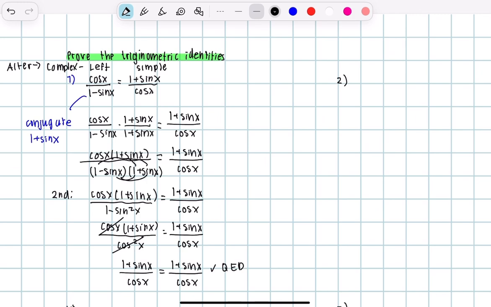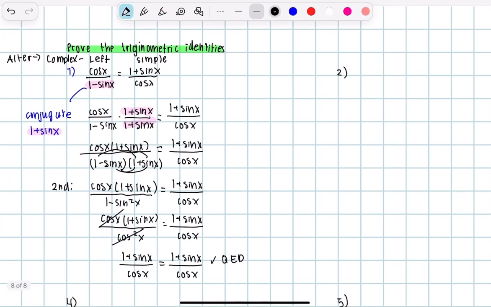So let's look at this example right here. We took the conjugate of 1 minus sine x, which is 1 plus sine x, and then we multiplied it to the numerator and the denominator. And then after that, we FOILed the bottom, and we ended up with 1 minus sine squared x. Then using the Pythagorean identity, 1 minus sine squared x is the same thing as cosine squared x.